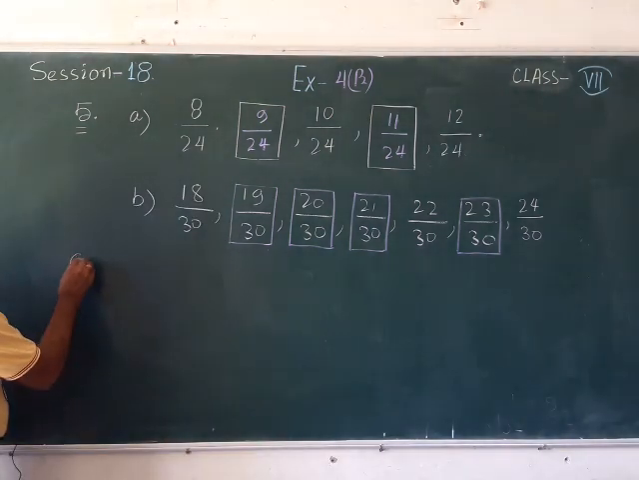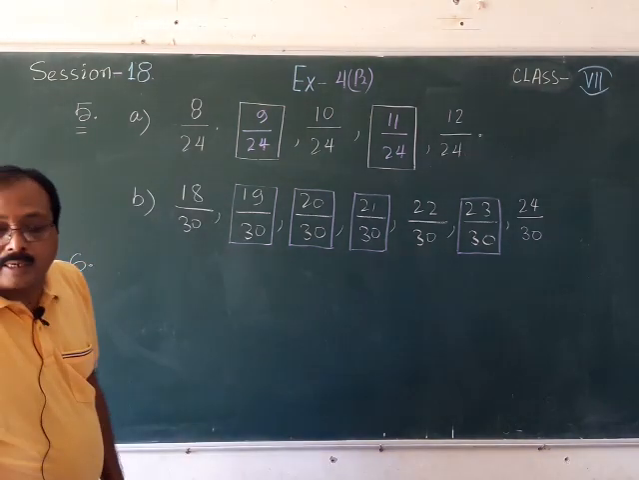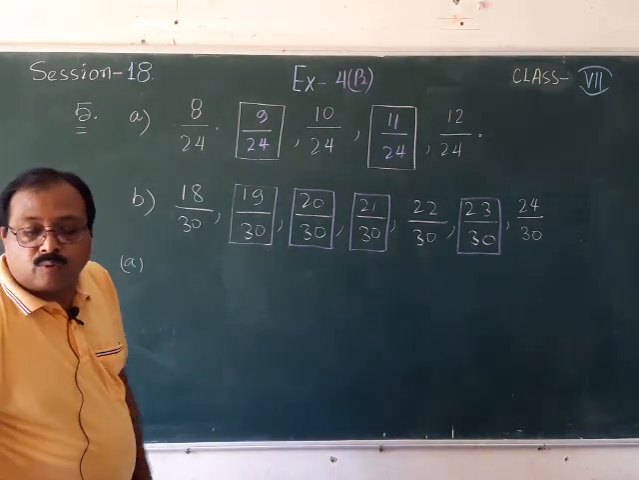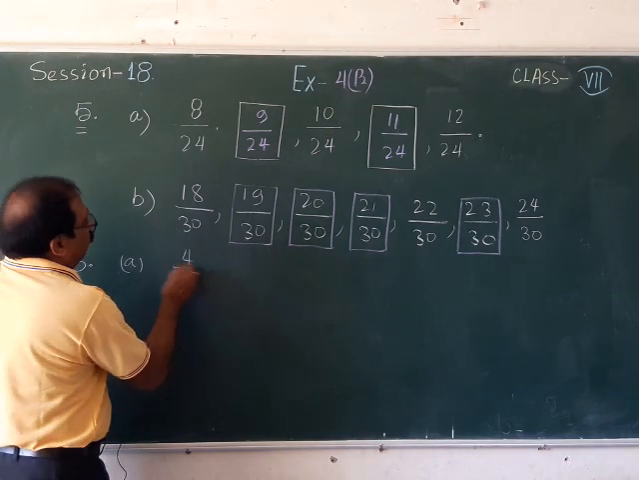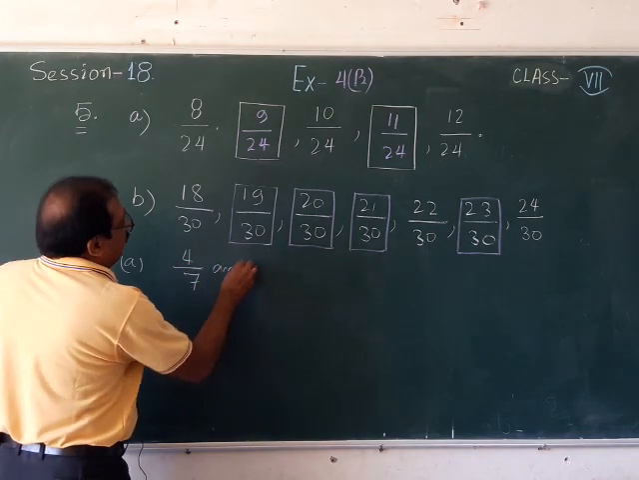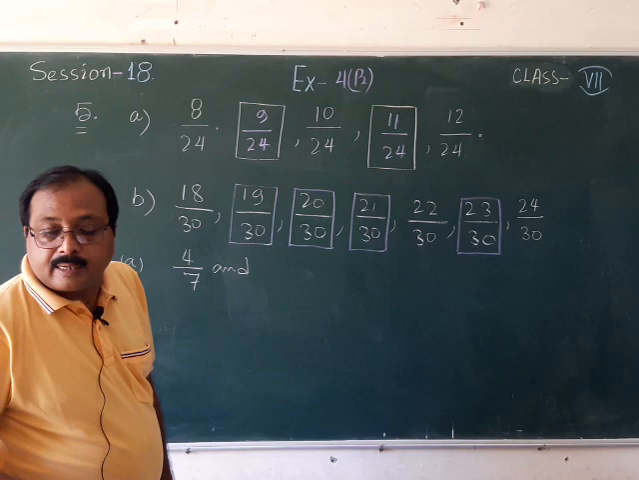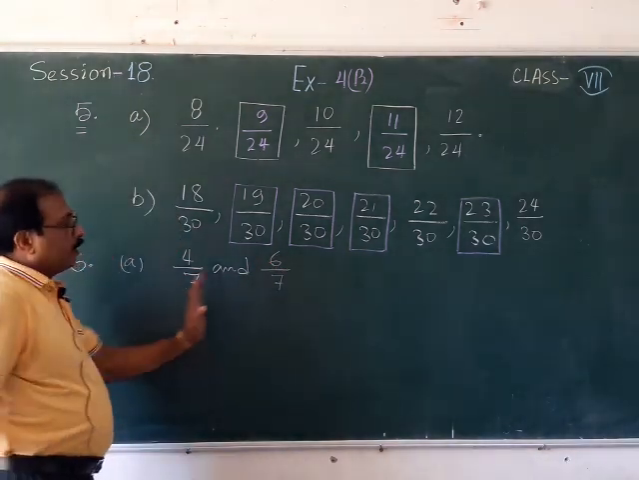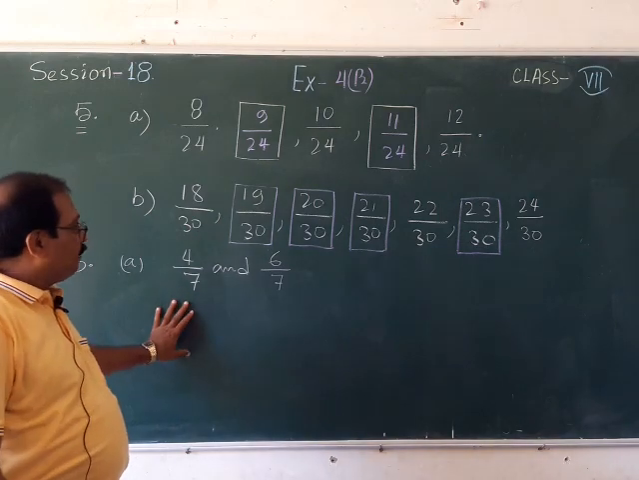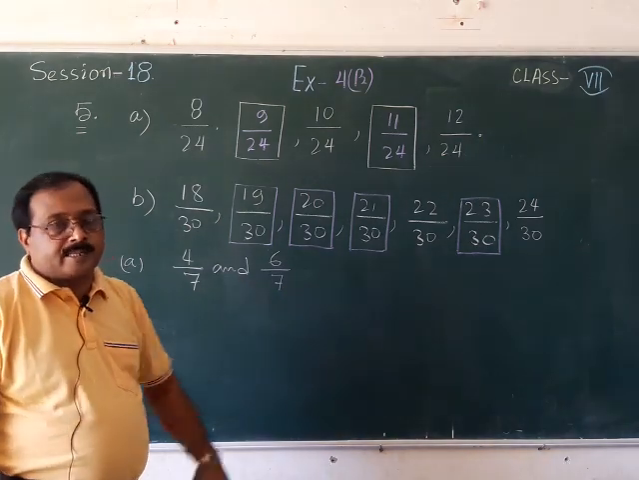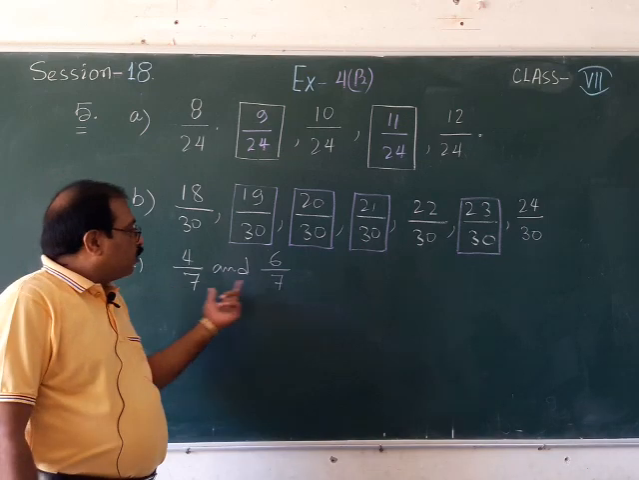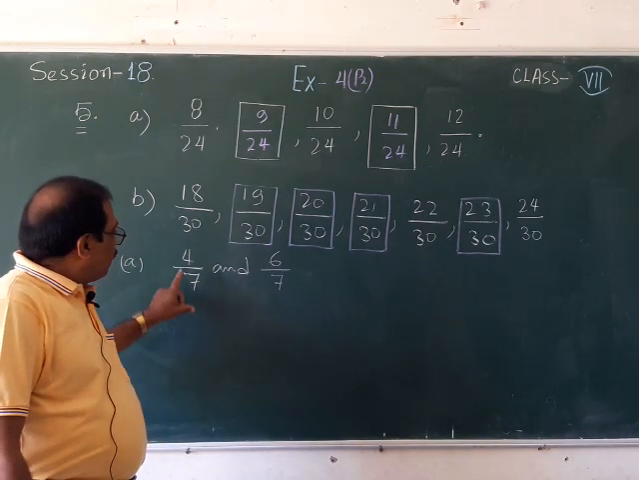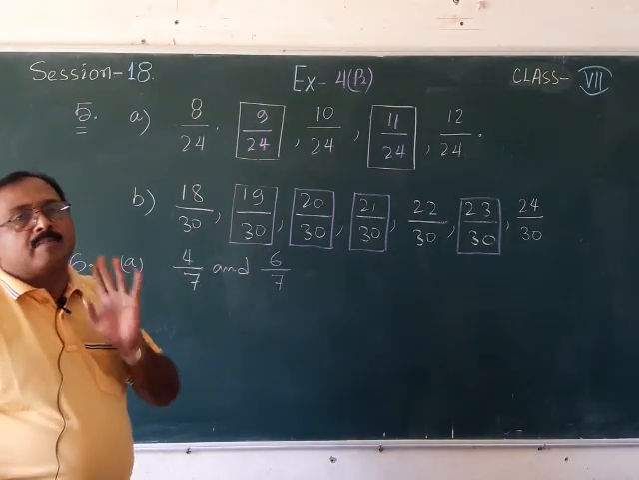So here I am going to do question number 6a. Here it is given that 4 upon 7 and another number is 6 upon 7. You can see both the given fractions are like fractions because their denominators are the same. Now you check how many numbers are there between 4 and 6.